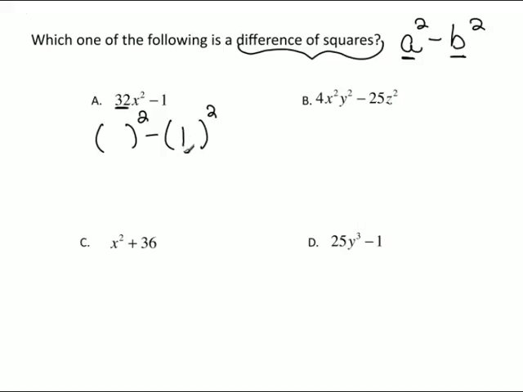We could get 1 times 1 and get 1 here. So 1 is a perfect square. So because we don't have a number that we can multiply by itself and get 32, this one's not a difference of squares. So let's look at B. Again, let's see if we can find a number or combination of numbers and letters that if we multiply them by themselves, we're going to get 4x squared y squared.